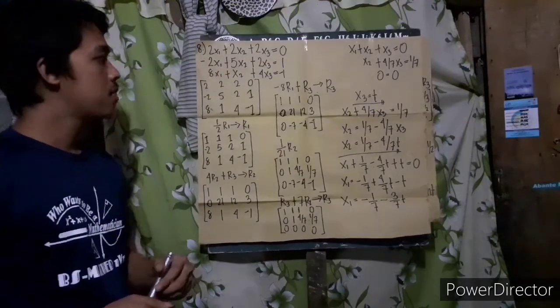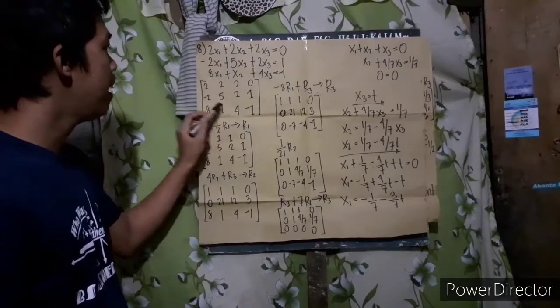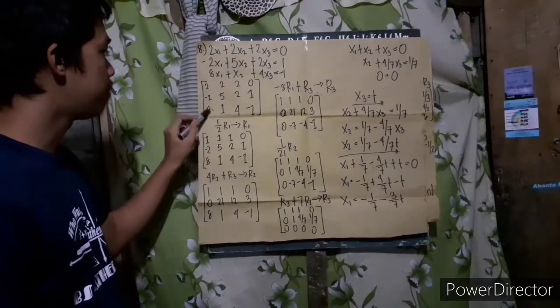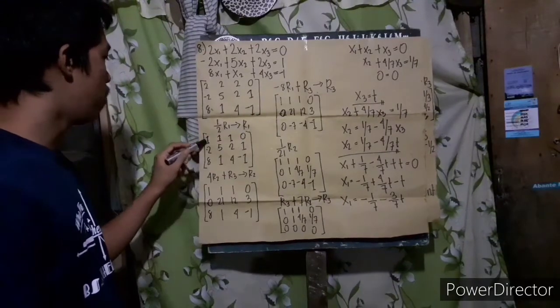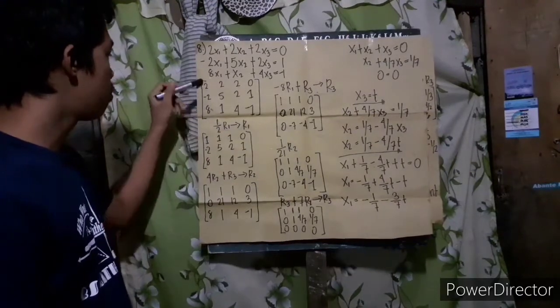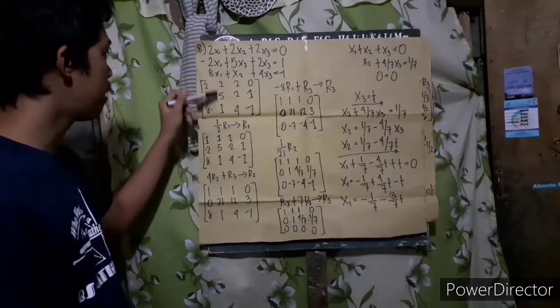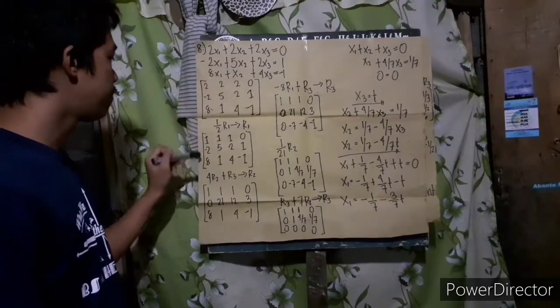Since we are using Gaussian elimination, we need to make our diagonal become 1 and have 0 below it. So first, we need to make row 1 become 1 here. So we multiply it by 1/2. 1/2 times 2 equals 1, 1/2 times 2 equals 1, 1/2 times 2 equals 1, 1/2 times 0 equals 0. So copy the other rows here.